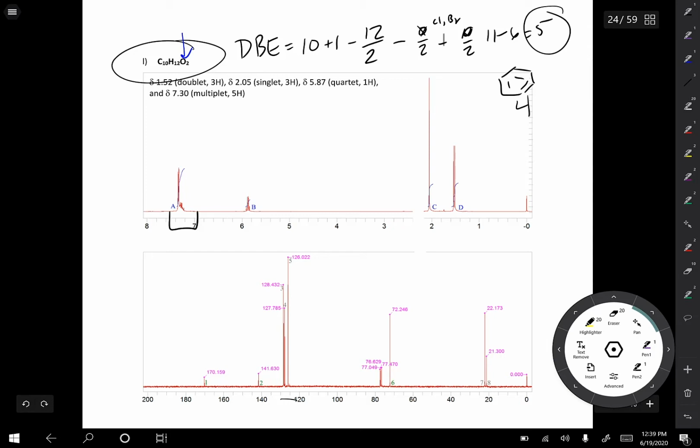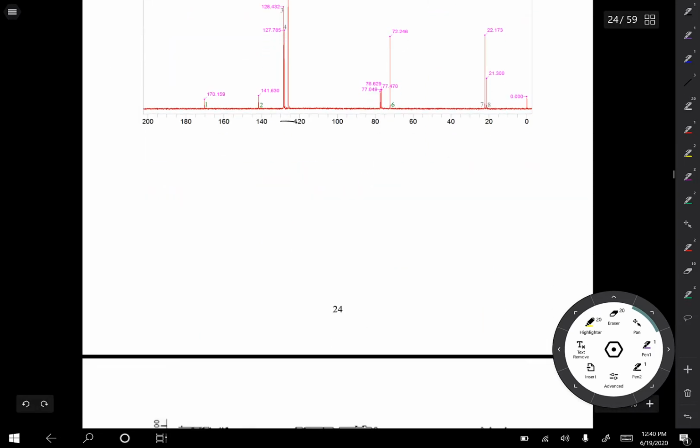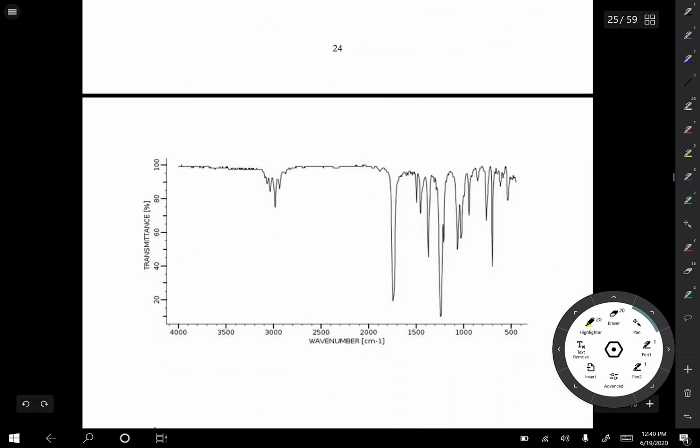What's the fastest way to find out if you have a carbonyl in your compound? Check out the IR. What are we looking for? We're looking for the peak at 1700, around that region. What do we have? Bam. What's that? A little higher than 1700? It's like 1720. It's really hard to see.